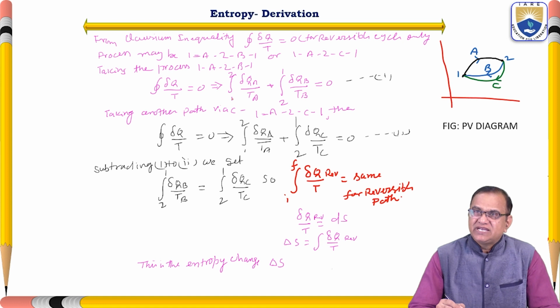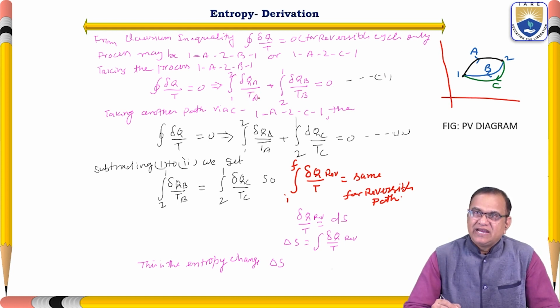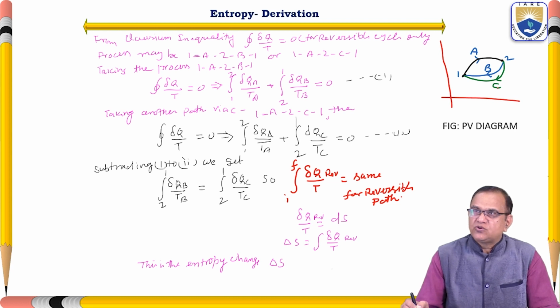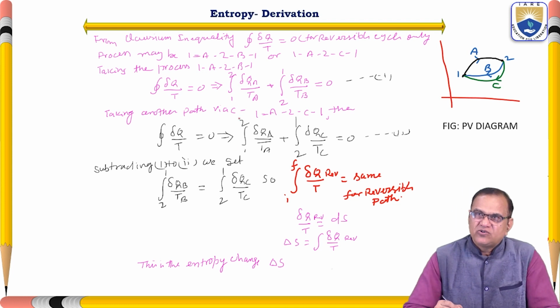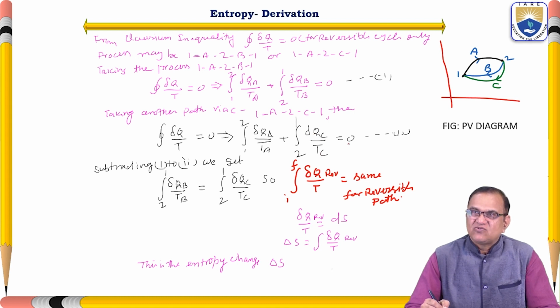So by the Clausius inequality, the cyclic integration of del Q by T is equal to 0. This indicates that the integration from 1 to 2 via a, del Qa by Ta, plus the integration from 2 to 1, del Qb by Tb, is equal to 0. Taking another path, 1 to 2 via a and 2 to 1 via c, del Q by T is equal to 0. So here, 1 to 2 del Qa by Ta plus 2 to 1 del Qc by Tc is equal to 0.